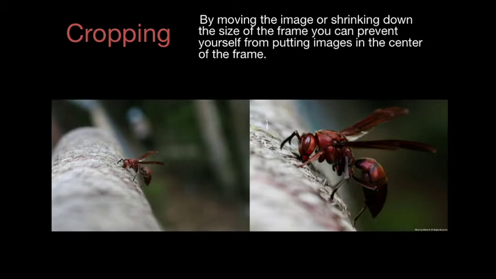So in this image, on the left, you see the whole subject along with background. The main focal point, which is the insect, gets lost with all the background. By cropping, essentially zooming in, you're able to focus more on the insect and really see the details and not be distracted by the background.